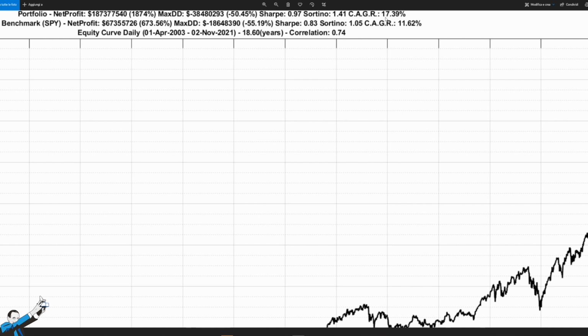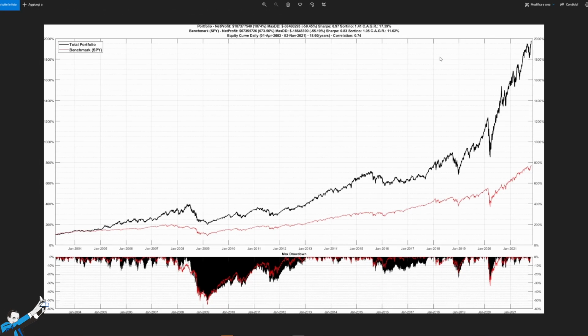Actually, in terms of annual returns, the quarterly strategy clearly outperforms the benchmark with a CAGR, the compound annual average return, of 17.4% compared to the 11.62% of the SPY. The difference is remarkable, and in my opinion, it's not entirely justified by what we've seen so far.